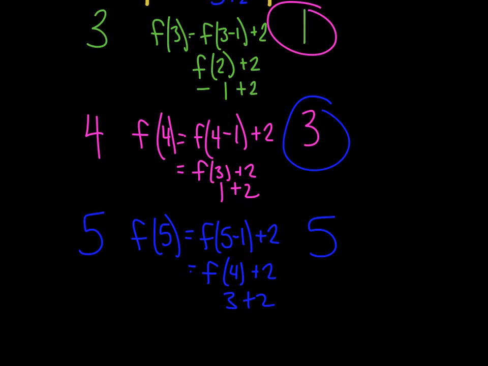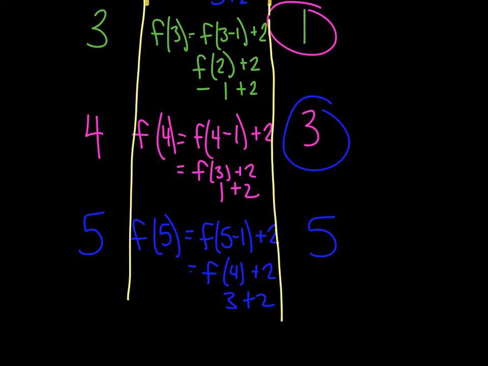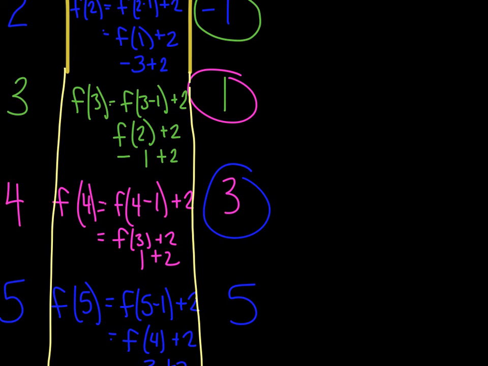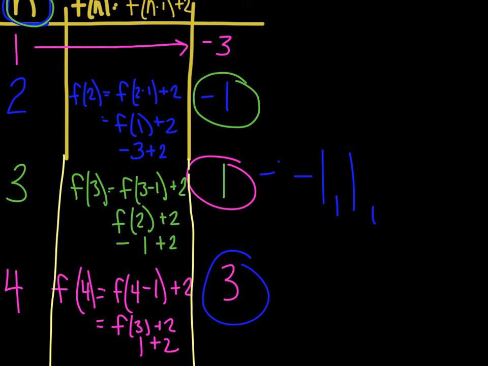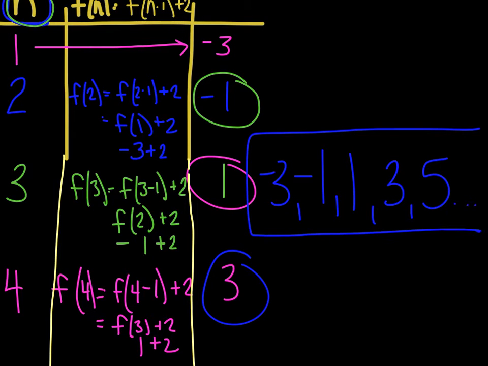Okay, so there you have it. We have this recursively defined sequence that we just get by using the previous term. So if I were to list the sequence out, let's see, it went with -1, then 1. Did I miss a term? I'm sorry, it started with -3, then -1, then 1, then +3, then +5. So there's the first 5 terms I have in the sequence.